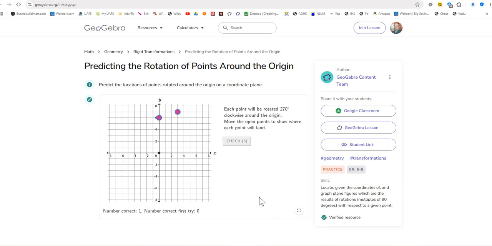270 degrees about the origin clockwise. So we're coming this way. So let's take this one. It's going to go 3 times 90. So it's going to go 90, 180, 270. So that one should end up there. And where's this one going to end up? Can you predict where it's going to be?